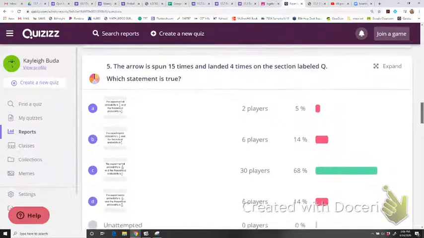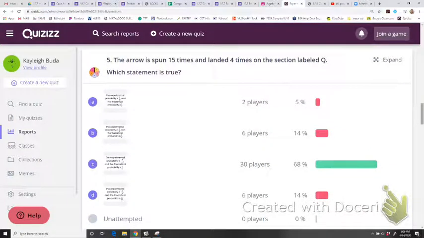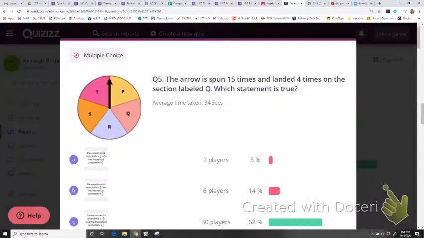Number 5, the arrow was spun 15 times and landed 4 times on the section labeled Q. So which statement is true? So in the experiment, it actually showed up 4 out of 15 times. So that's the experimental probability. Theoretically, though, what should happen is 1 out of every 5 spins, it should land on Q. So theoretical is 1/5, experimental is 4/15.